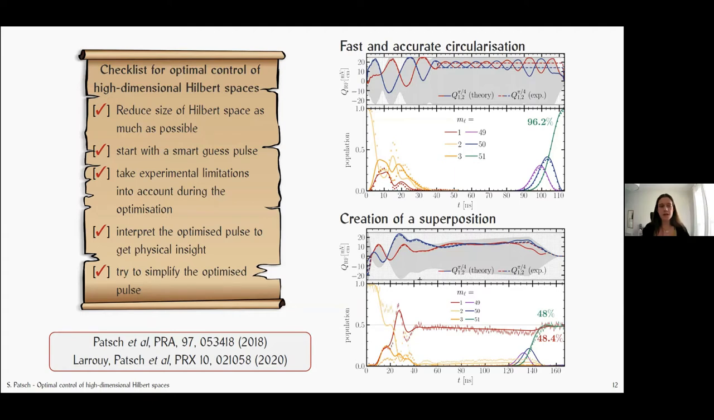So our ultimate goal really was to create this superposition in order to use it for sensing. But the experimental group themselves also have an idea for quantum simulation, where they also need circular states, where they could think of using this fast circularization protocol in their simulator setup.